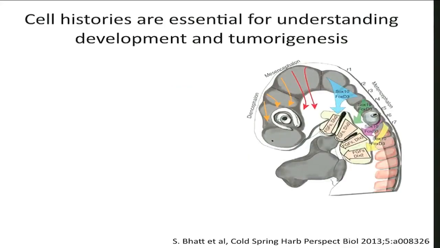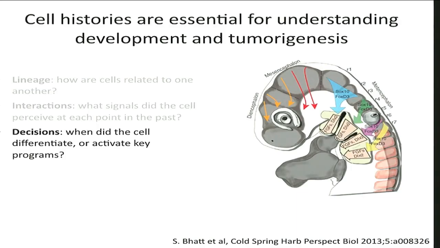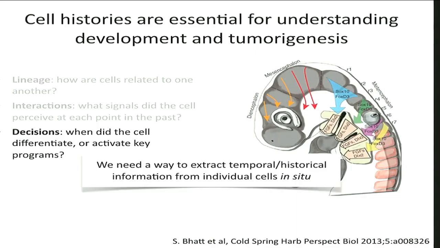And if you think about what we really want to know, a lot of times when we think about development, we really want to know how each cell got to where it is. So what is its own unique history? And that means, first of all, when was it born and who is it related to? That's the lineage history. But it also means who did it receive signals from? What kinds of external inputs did it receive in the past and when? And it also means what decisions did it make at each point in the past. So if we could understand these basic histories of what cells went through, we would really be able to understand a lot of developmental processes much better.